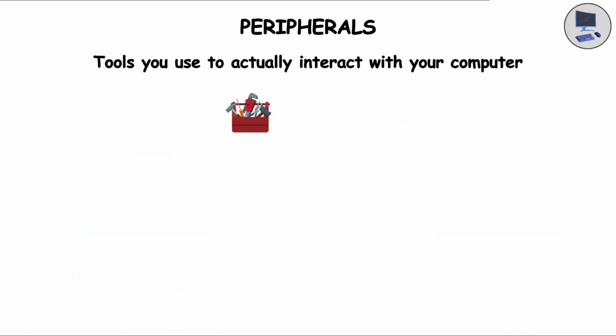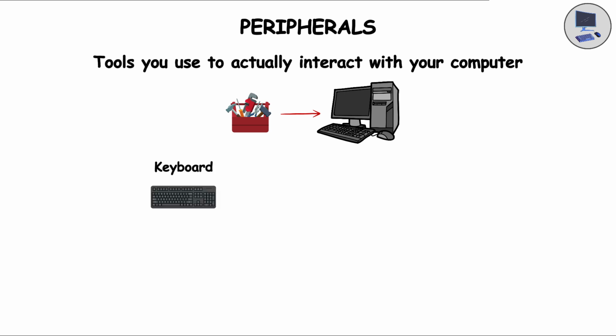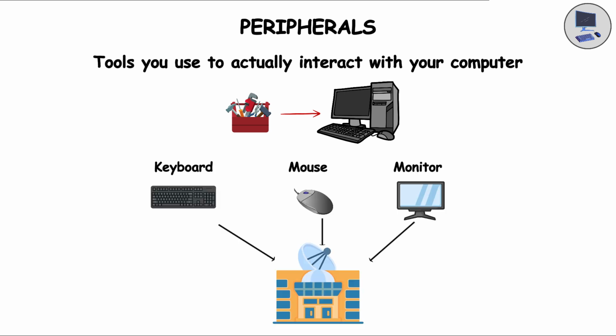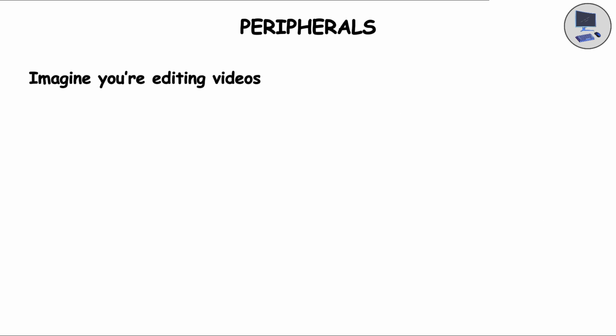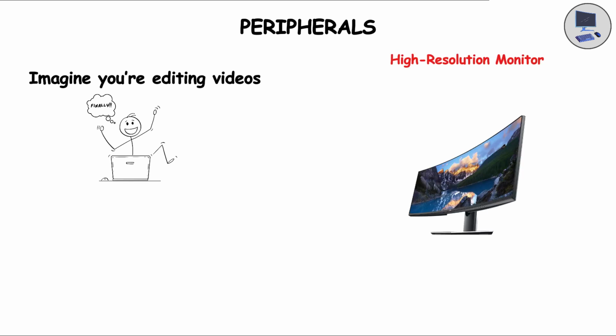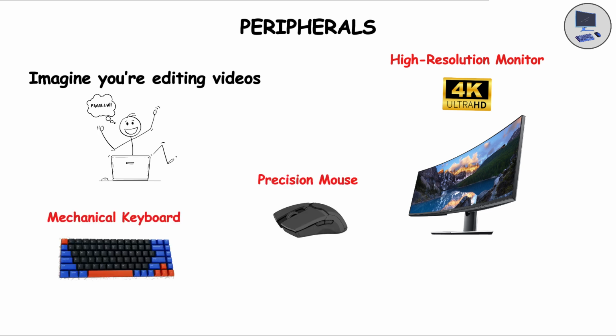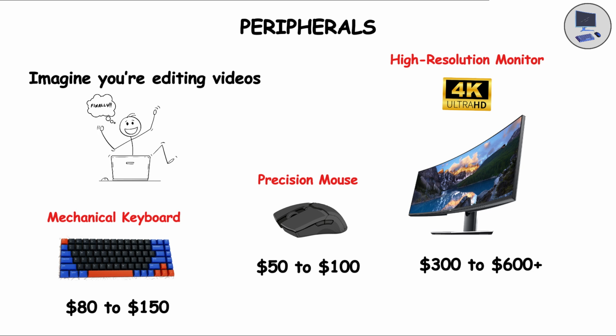Peripherals, the tools you use to actually interact with your computer, like your keyboard, mouse, and monitor. Think of them as your control center. Without them, you'd be staring at a blank screen, furiously clicking nothing. Now imagine you're editing videos, last time I promise, and you need everything to look perfect. You'll want a high-resolution monitor, preferably 4K, for color accuracy and detail. And let's not forget about a mechanical keyboard and a precision mouse to speed up your workflow. A good 4K monitor can set you back $300 to $600 plus, while mechanical keyboards range from $80 to $150, and a solid precision mouse will cost you around $50 to $100.